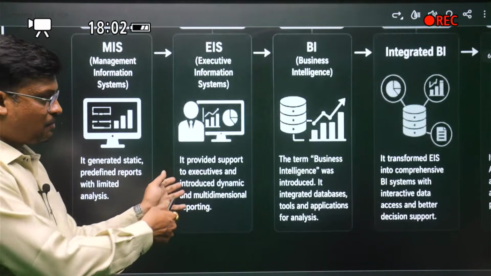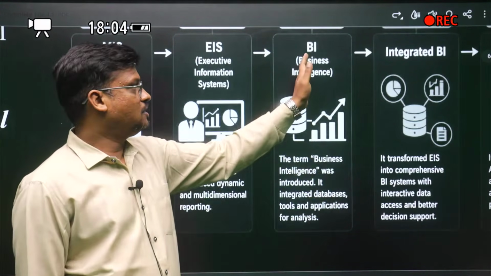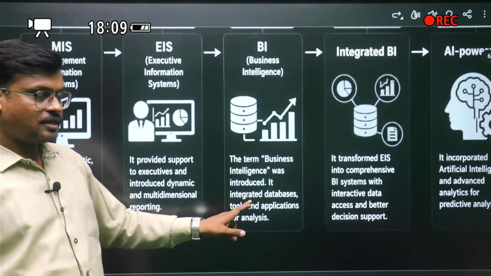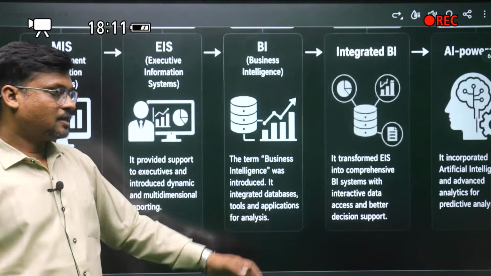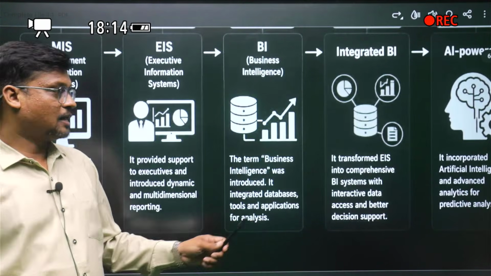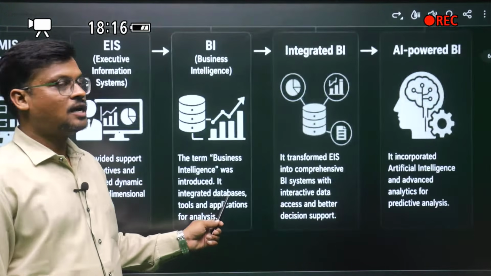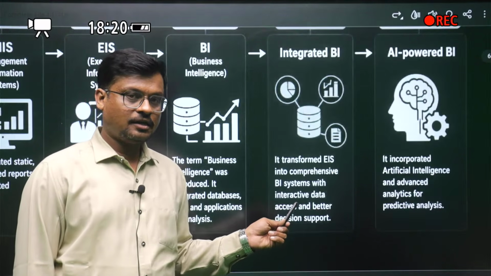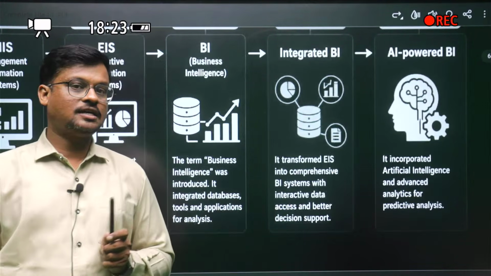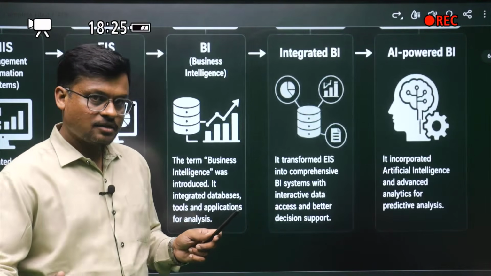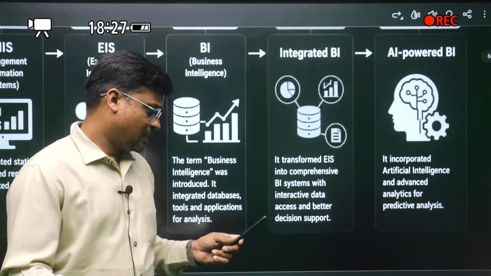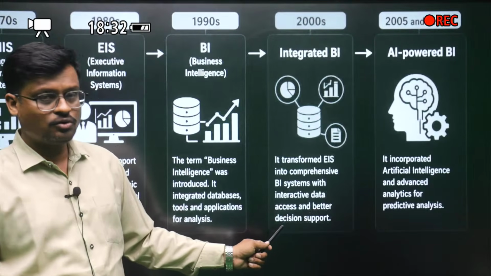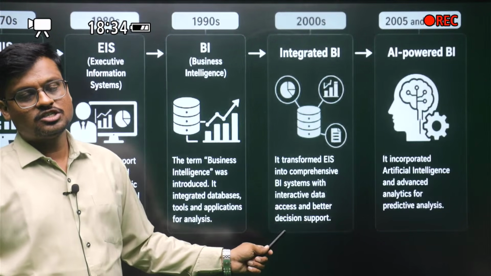And this dynamic happened to be what? Interactive in the BI, business intelligence. Then here it was introduced and it integrated databases, tools, and other applications for analysis, other algorithms for analysis. After this, BI was integrated with AI, artificial intelligence, with the other EIS platforms, other database systems, other tools and mechanisms, so that people were able to get better decision support.